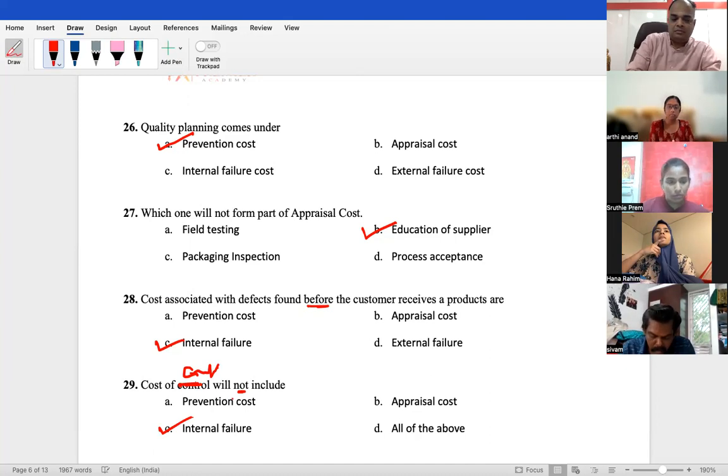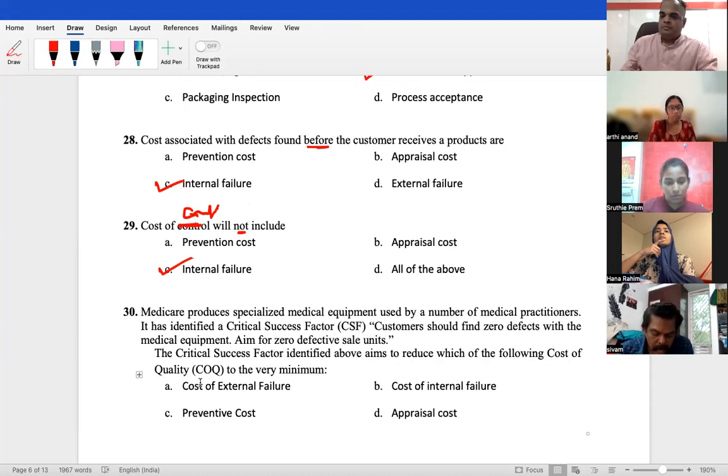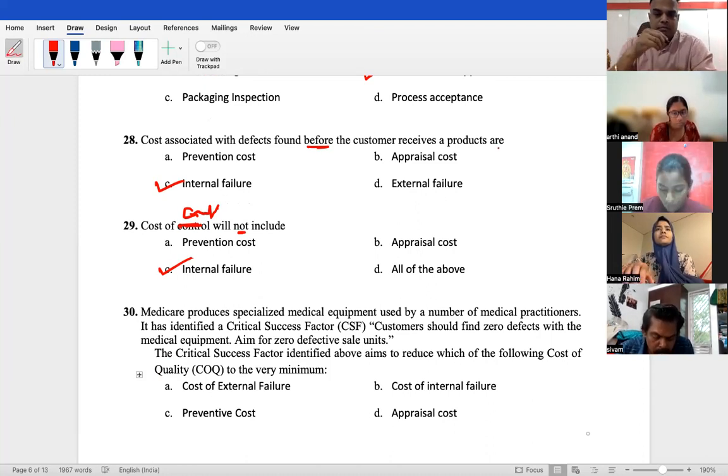Next. Medicare produces specialized medical equipment used by a number of medical practitioners. It has identified a critical success factor, that is, customers should find zero defects with the medical equipment. Aim for zero defect sale units. The critical success factor identified above aims to reduce which of the following cost of quality to the very minimum? Option A, cost of external failure, B, cost of internal failure, C, prevention cost, D, appraisal cost.